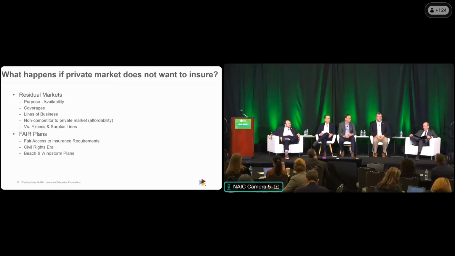Now, what we're seeing, and this is what we're hearing from the rest of the panel, is these are tools that are sitting out there right now for regulators. We have a FAIR plan, we have a Citizens, we have a beach plan, and all of a sudden our constituents are worried about cost. What do we do to address cost in insurance and affordability? And they're looking at the tools we have, and they're trying to fit a square peg into a round hole. Right? These were not designed to address affordability.